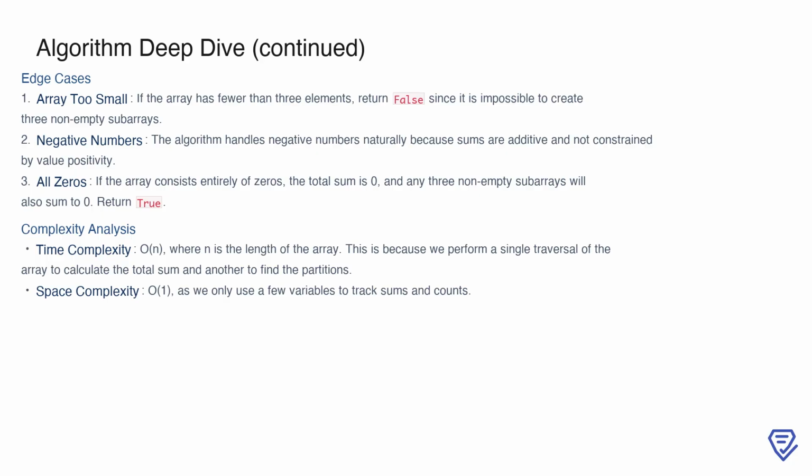For arrays consisting entirely of zeros, the total sum is 0, and any 3 non-empty subarrays will also sum to 0, so the result is true. Regarding complexity, the time complexity is O(n), because we only traverse the array twice, once to compute the total sum and once to find partitions. The space complexity is O(1), as the algorithm uses only a few variables to track sums and counts, with no additional data structures required. This ensures the solution is both fast and memory efficient.